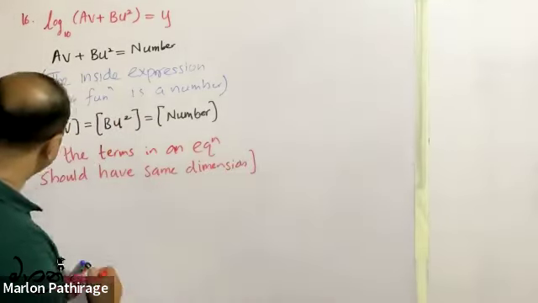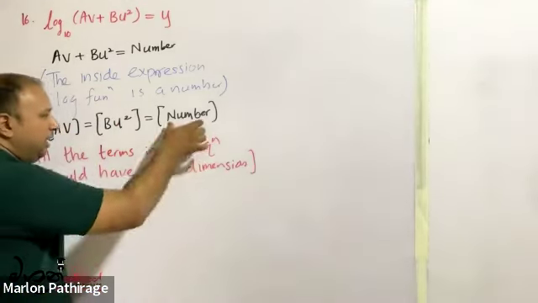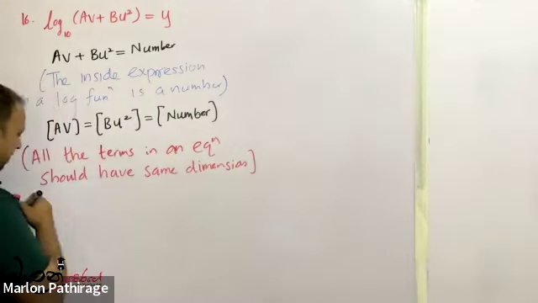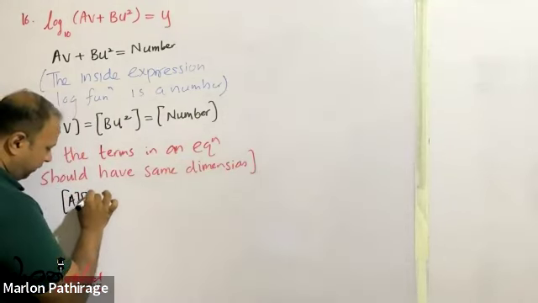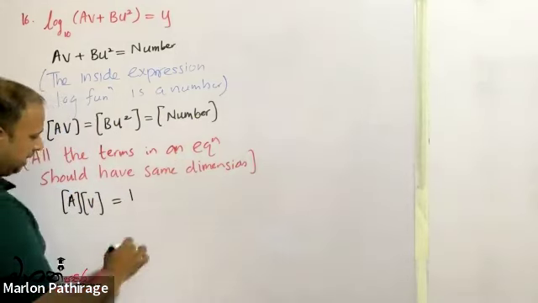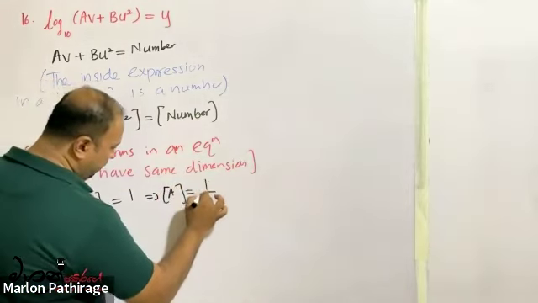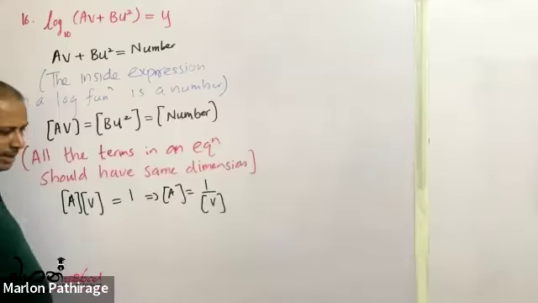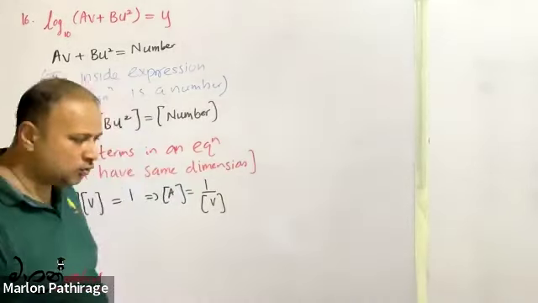There is an argument. Therefore, the product of A and V should be equal to a number. A number means its dimension is equal to 1. Therefore, dimension of A into dimension of B should be equal to 1. Therefore, dimension of A is equal to 1 over dimension of B. You can substitute the dimension of B, L T minus 1.